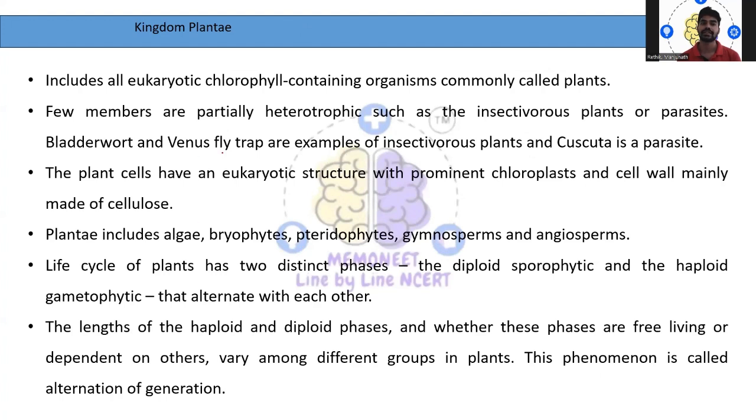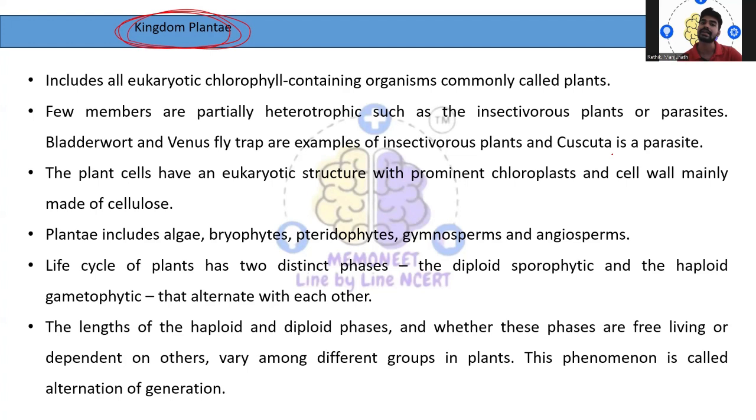Next we have the plant kingdom, which is a very important kingdom. It includes all eukaryotic, chlorophyll-containing organisms, called plants. A few members act as partially heterotrophic, such as insectivorous plants or parasites, for example bladderwort and Venus flytrap, which are insectivorous plants. Cuscuta is a parasitic plant. They depend on other organisms for their nutrients, like growing on large trees.